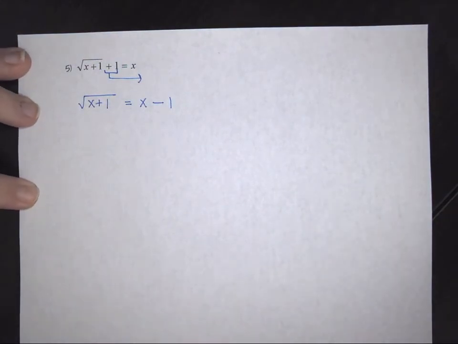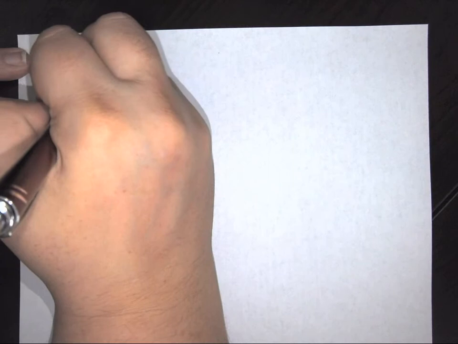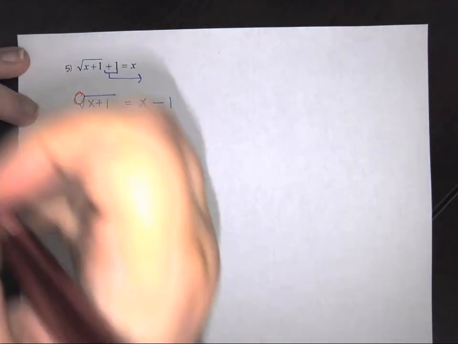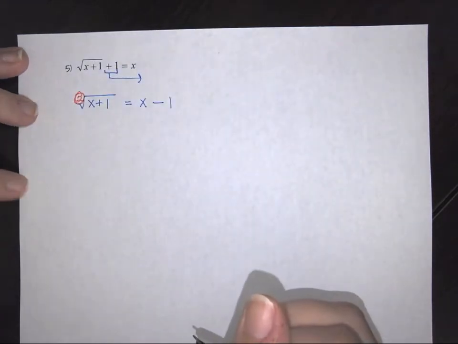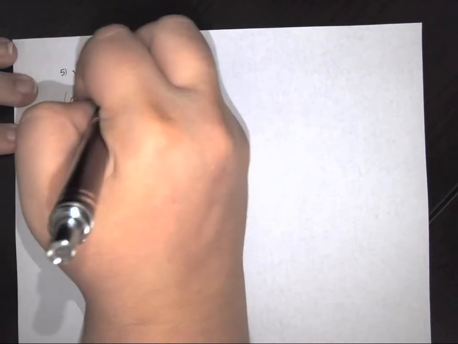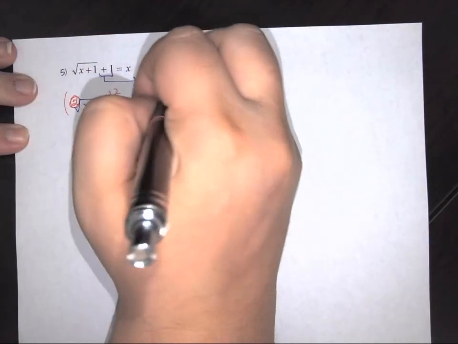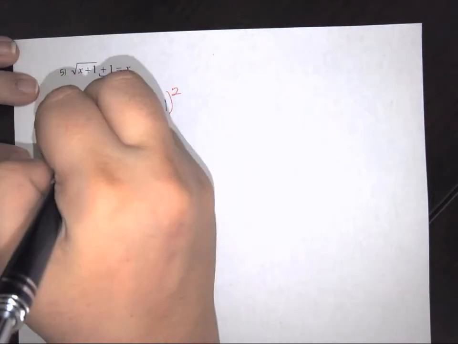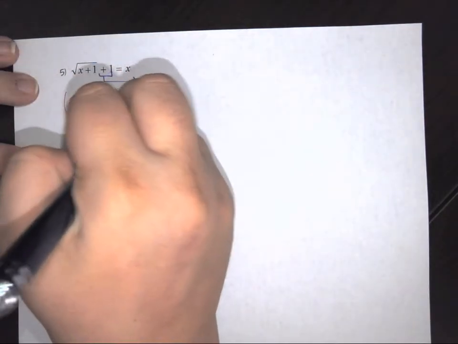Now, again, I have to look at my index. When I look at this index here, notice there isn't anything listed. If you don't see anything written, it is assumed that your index is a 2, meaning we assume that this is going to be the square root. That means I have to square both sides. When I do that, this becomes x plus 1.